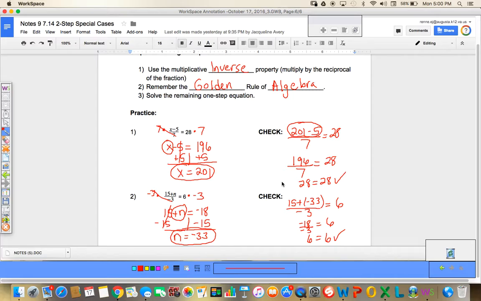Now that we've done the notes together, you should be good to go on your own. You will need to get a classwork from the teacher unless she's already handed them out. Please begin your two-step equation classwork.